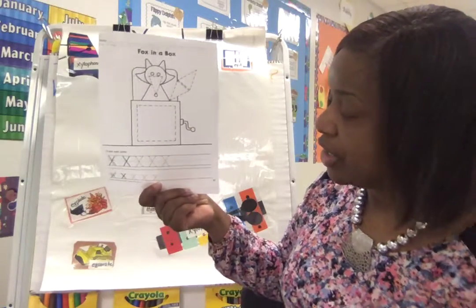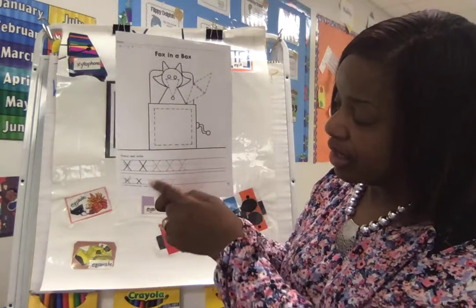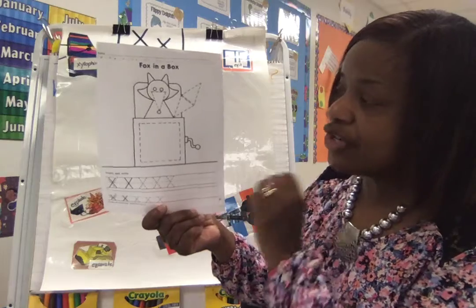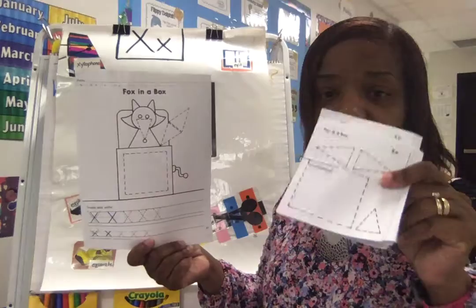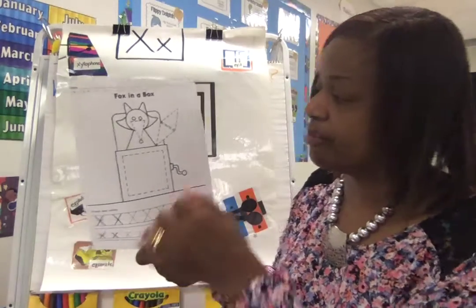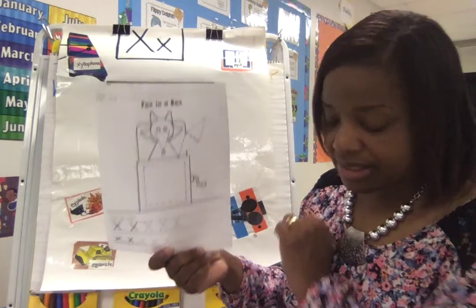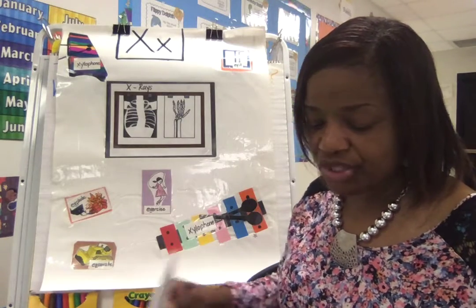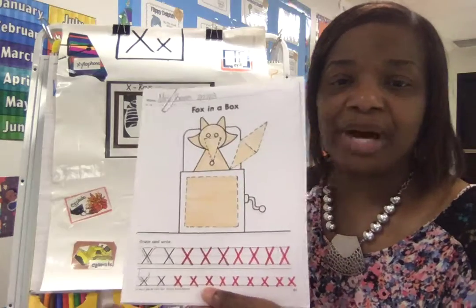You are going to work on this X activity called fox in a box. You're going to trace some X's, make some uppercase and lowercase, and then you are going to cut your shapes out. And you're going to complete the part of the fox inside the box. When you're done, boys and girls, it should look like this. And we just saw a real picture of a fox. So make your pictures look as real as they possibly can. There you go. Fox in a box.